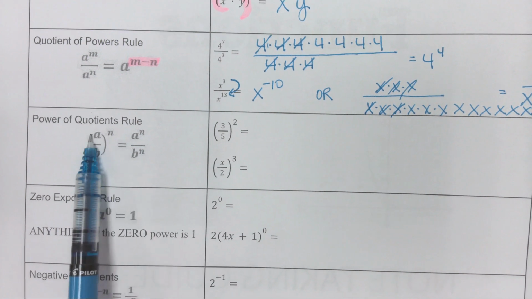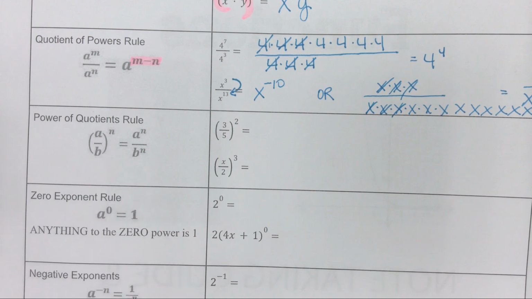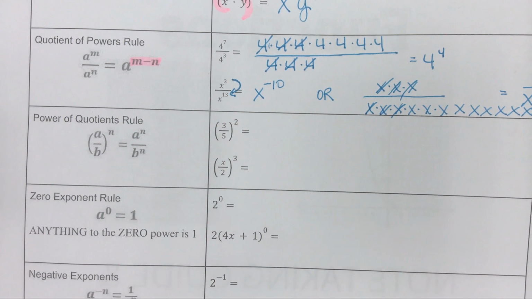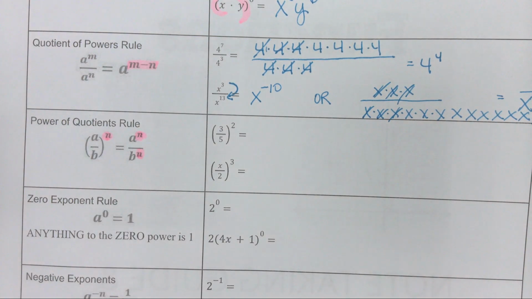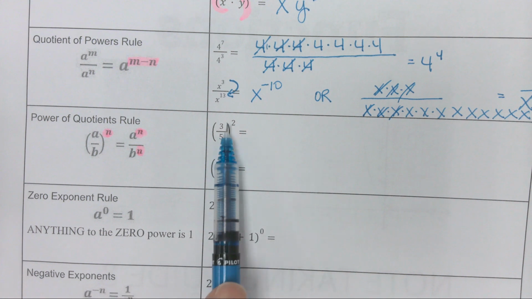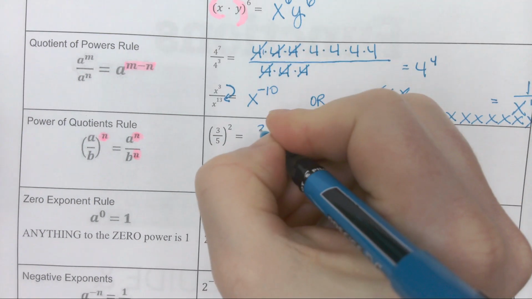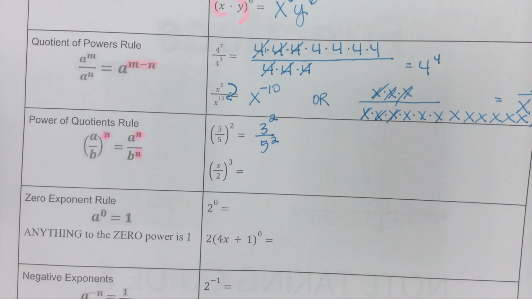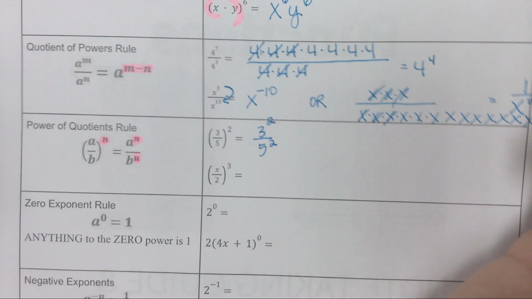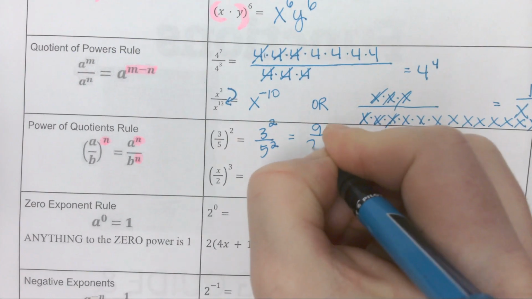Okay, kind of similar to before, even if you have a fraction and you raise it to an exponent, you have to raise both the top and the bottom to that exponent. So this is the same as that. Let's do 3 over 5 squared means 3 squared over 5 squared. And then if you want, you can write those out. What is 3 squared? 3 times 3 is 9 over 25.